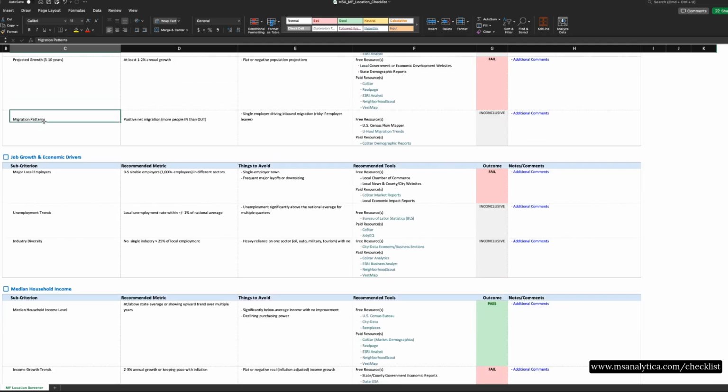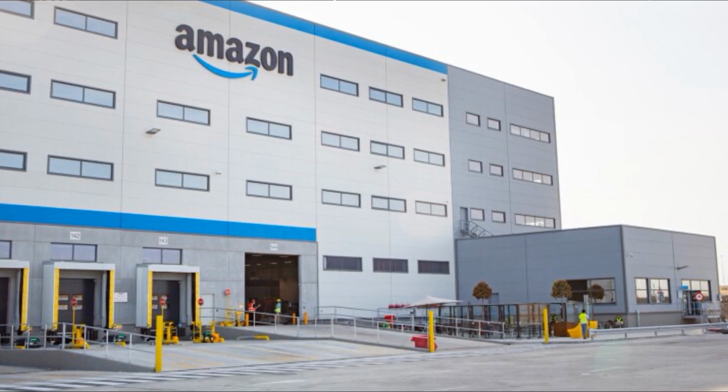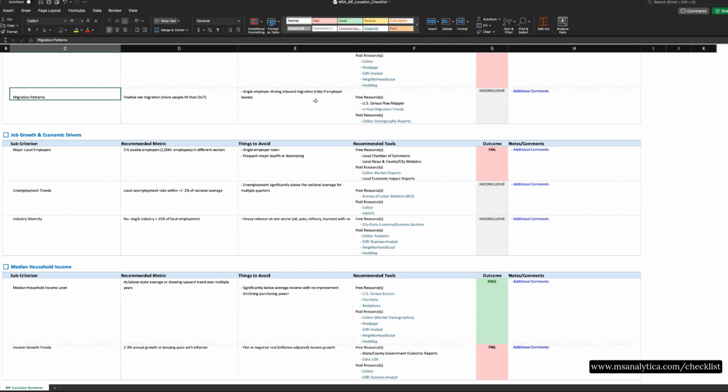Migration patterns, that's something you definitely want to pay attention to. This was used by a lot of investors during COVID. You saw a lot of people moving from up north to down south where it was warmer. You want to look for positive migration, more people moving in than out. What you want to avoid is a single employer driving inbound migration. If you're looking to invest in an area, for example, where Amazon just opened up a hub and everybody's moving to that area because of Amazon, you want to be mindful, because if they close that hub, that can lead to unemployment and your tenants moving out of that area.